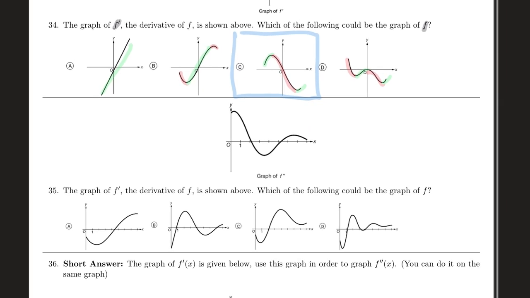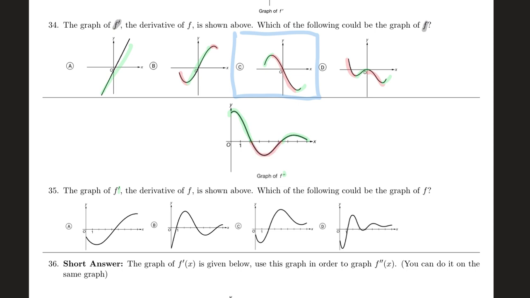Number 35. They show us the graph of f double prime. What is the graph of f? I think there's a typo there because this graph says f double prime. But this one's similar to the one we just did, except when the second derivative is positive, that means our graph is concave up. When the second derivative is negative, that means our graph is concave down.